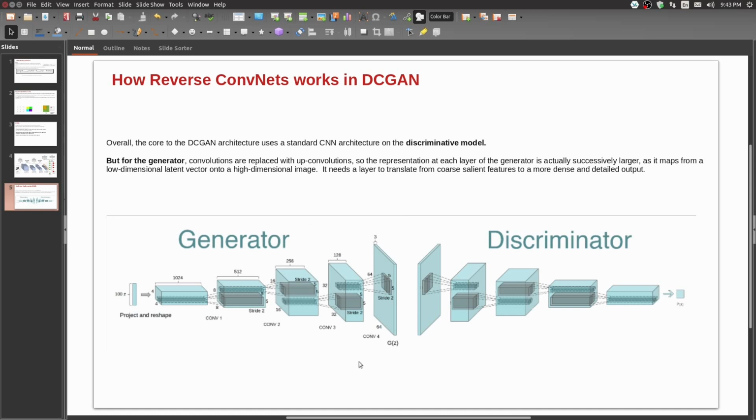So overall, the core of DCGAN architecture uses a standard CNN architecture on the discriminative part of the model, but for the generator, convolutions are replaced with up convolutions. So the representation at each layer of the generator is actually successively larger as it maps from a low dimensional latent vector onto a high dimensional image. It needs a layer to translate from coarse salient features to a more dense and detailed output.